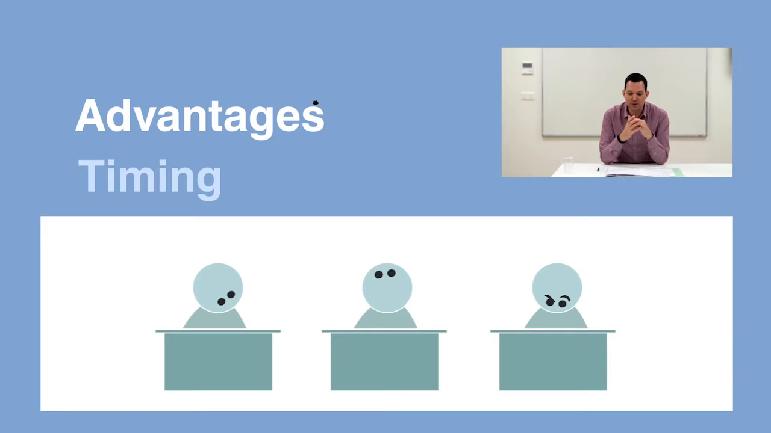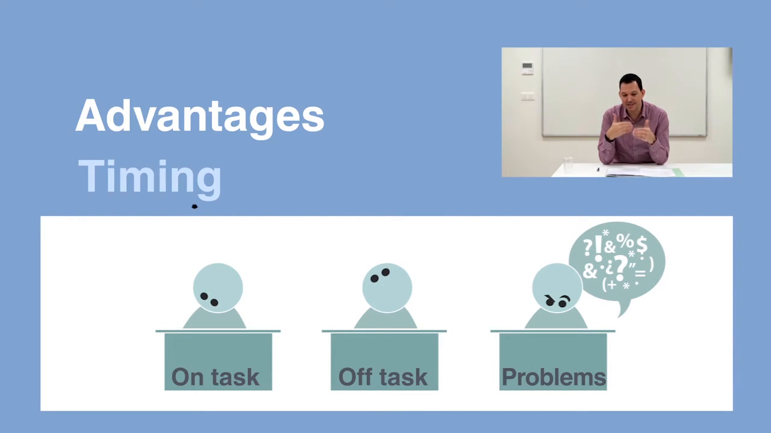The first way is that you can see who's on task, who's doing what they should be doing. The second thing is that you can see who's off task, who's not doing what they should be doing, and you can get them back on track. The third way is you can see who's having problems with the activity. So basically you can give them a little bit of support which then moves the activity on faster.